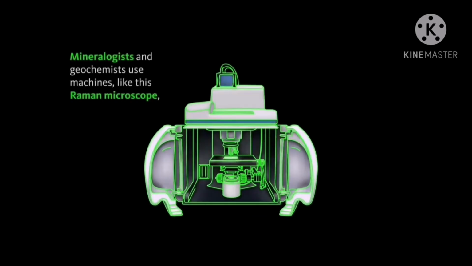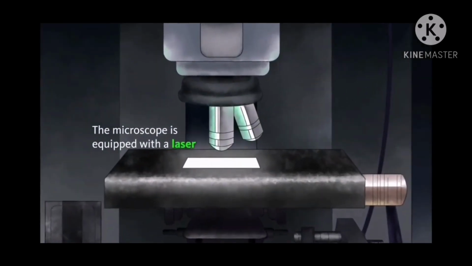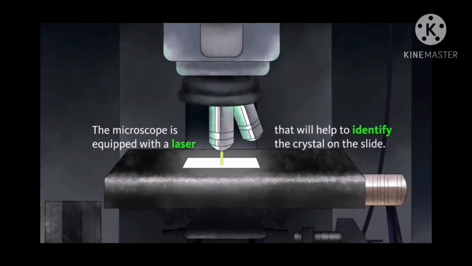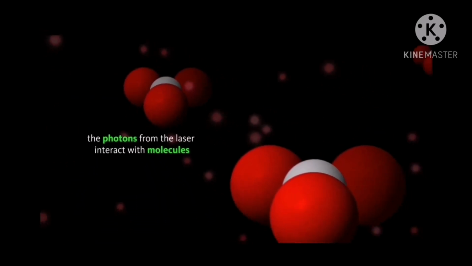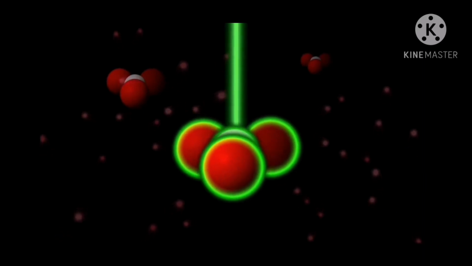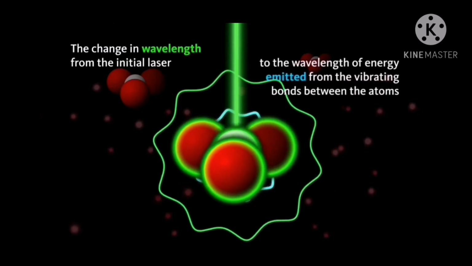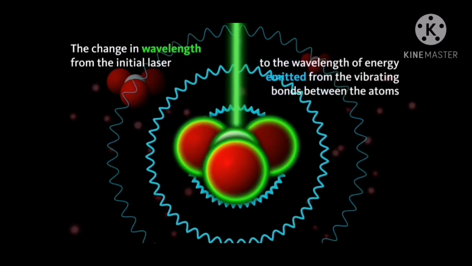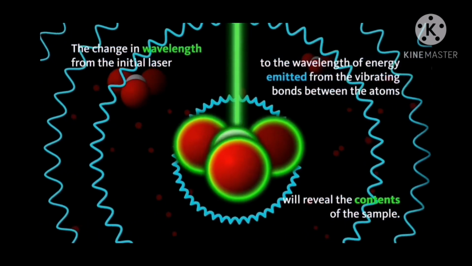The Raman microscope is widely used by mineralogists and geochemists to identify the minerals and biological materials present in a sample. The microscope is equipped with a laser that helps to identify the crystals on the slide. Inside the crystals, the photons from the laser interact with molecules, causing them to vibrate. Then the change in wavelength from the initial laser to the wavelength of energy emitted from the vibrating bonds between the atoms will reveal the contents of the sample.